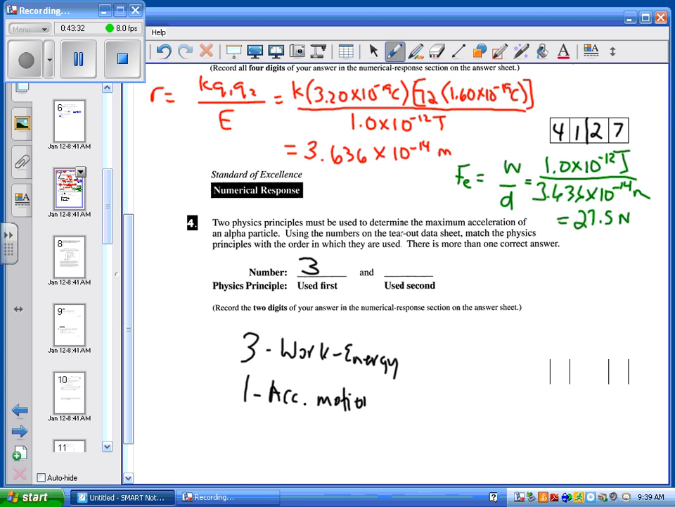And the order, they used to be really particular. It says with the order in which they were used, but that's not necessarily true anymore because there's been some argument over that. So you would just write 3, 1 in that box. But in this particular question, they'd also accept 1, 3, they'd accept 5, 1, and 1, 5, which is conservation of energy and accelerated motion.